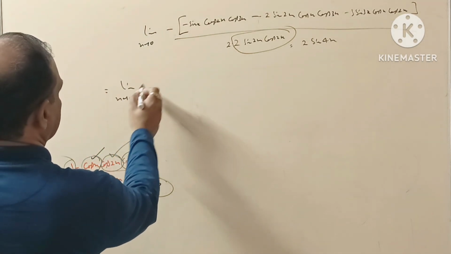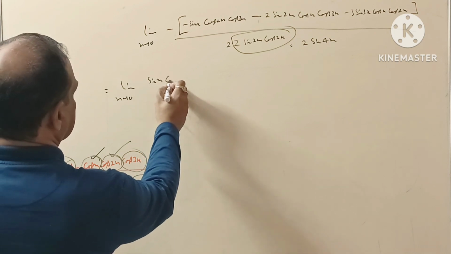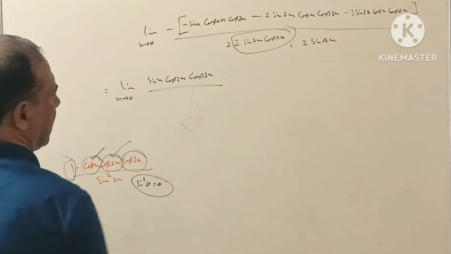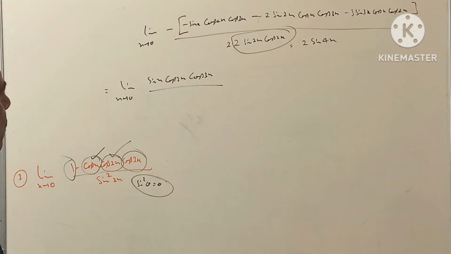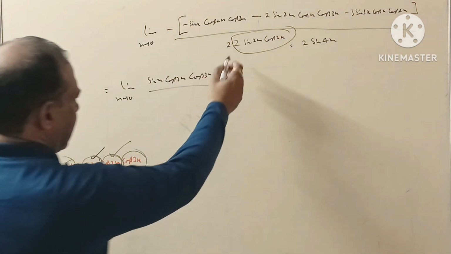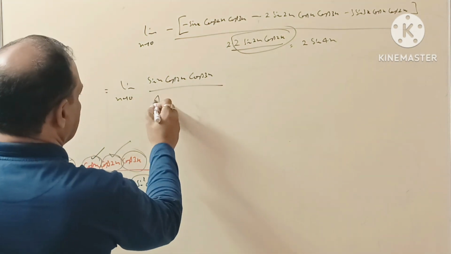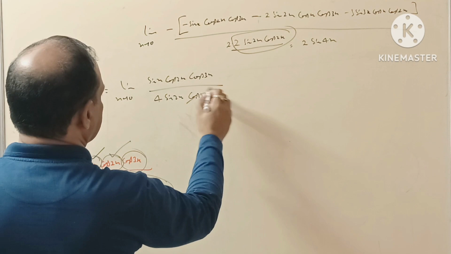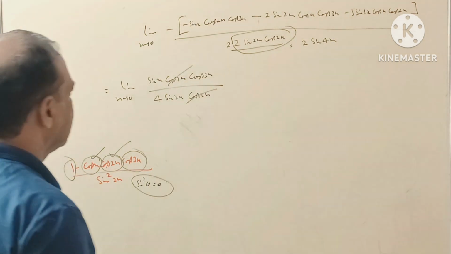Limit x tends to 0. This is the first case: sin x cos 2x cos 3x. And I am not converting it into 2 sin 4x; I am just writing the form as it is, 4 sin 2x cos 2x. That will cancel out.